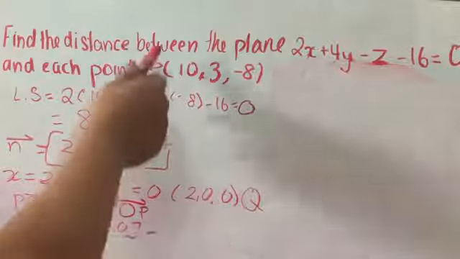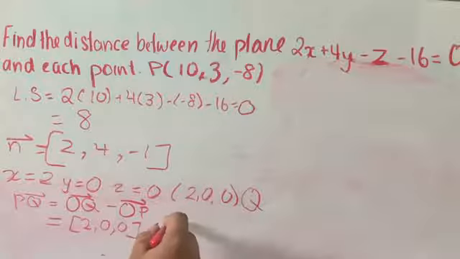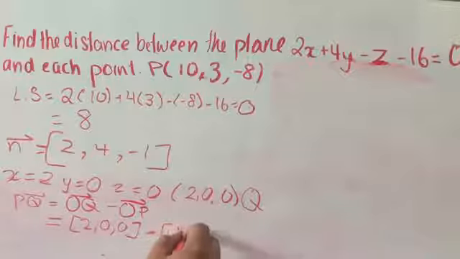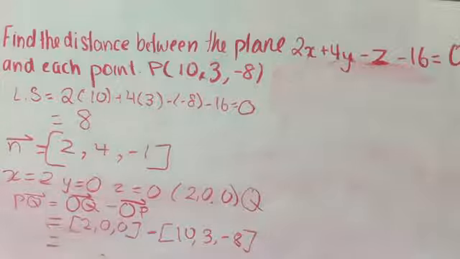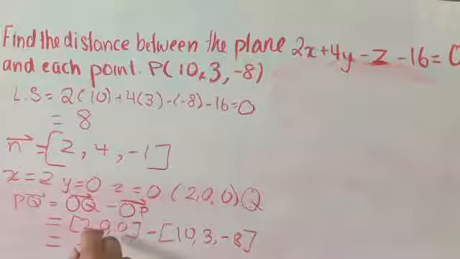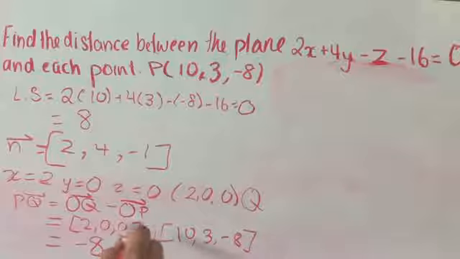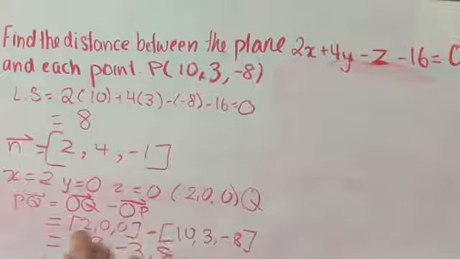And then OP would be the point that was already given to us. So that would be 10, 3, negative 8. And we're just going to subtract, and that'll give us PQ. So PQ is going to be 2 minus 10, which is negative 8, and 0 minus negative 3, and 0 minus negative 8, which is going to be 8. And that's going to be our PQ vector. So now that we have the vector, we would now have to solve for the distance from P to the plane.